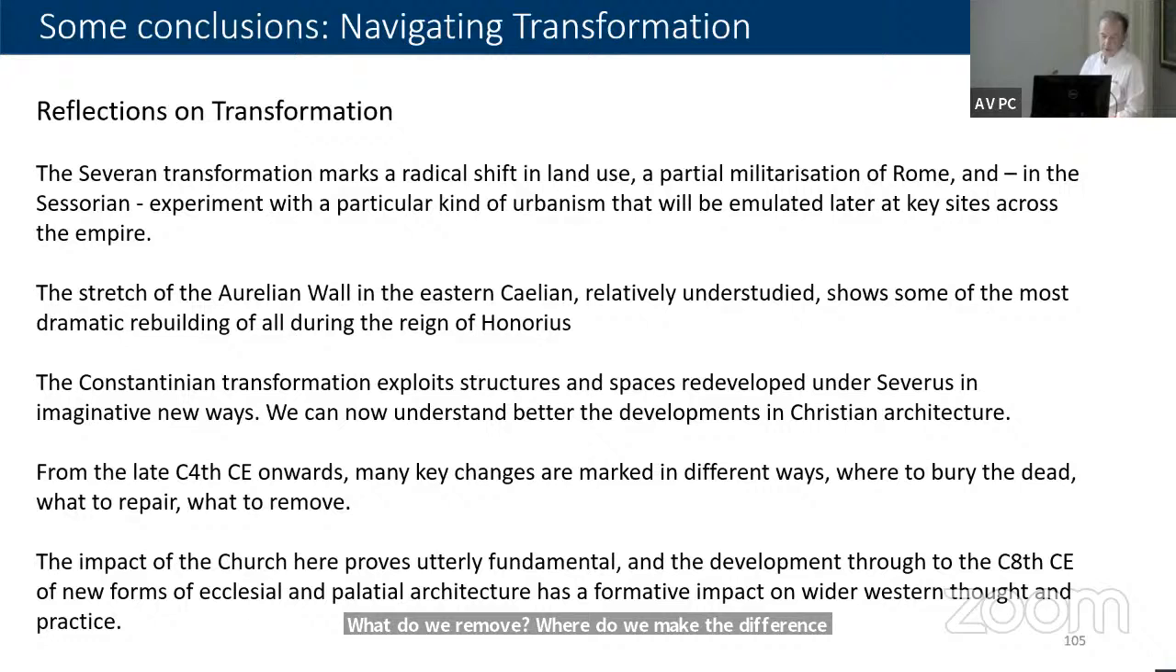And it's in this stage and onwards, the impact of the church proves utterly fundamental. And it's at this time that we see the emergence of a pattern that is then very, very strong by the end of our period. This is the center of Christendom, and it influences people's ideas, not only about the church, but about how power should be articulated in Charlemagne.